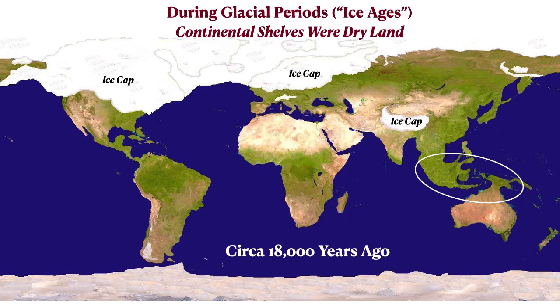Very important to note that during glacial periods, or so-called ice ages, most of the continental shelves were dry land. So much water was tied up in the massive ice caps over North America and Europe, Northern Europe primarily, that sea level dropped by a few hundred meters, exposing those continental shelves. So this map shows a situation circa 18,000 years ago, which it's important to note is very recent in terms of geological history.